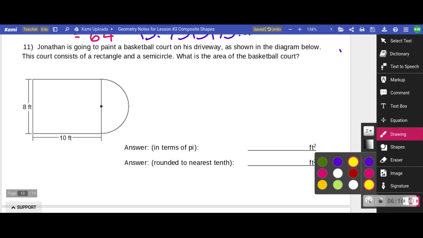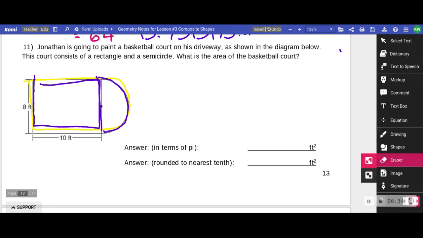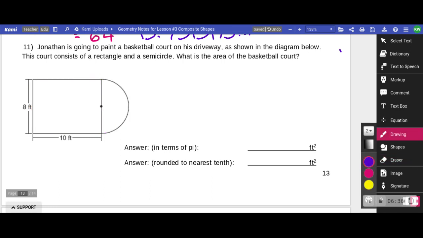Now, again, this is a composite shape because this shape we don't have a name for, but we do know that we can break this shape into two basic shapes. So here's the semicircle, and this is not a square, this is a rectangle. And if I find the area of the semicircle and I add it onto the area of the rectangle, I should have the area of the entire shape.